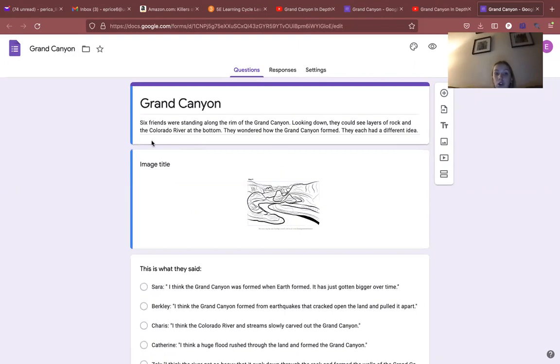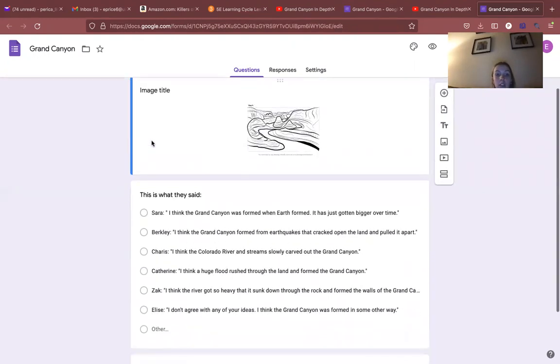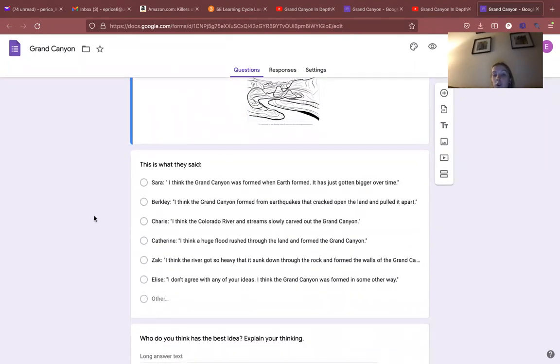Six friends were standing along the rim of the Grand Canyon. Looking down, they could see layers of rock and the Colorado River at the bottom. They wondered how the Grand Canyon formed. They each had a different idea. So Sarah thought that the Grand Canyon was formed when the Earth was formed. It just got bigger over time.